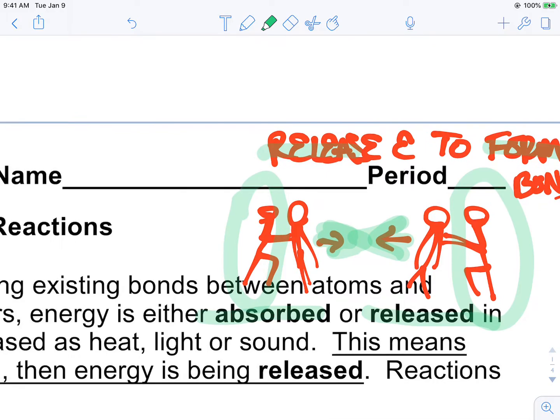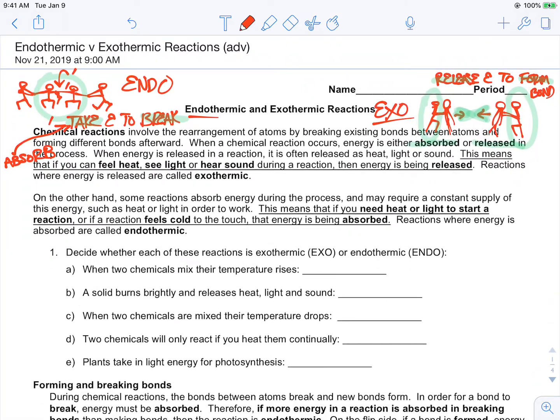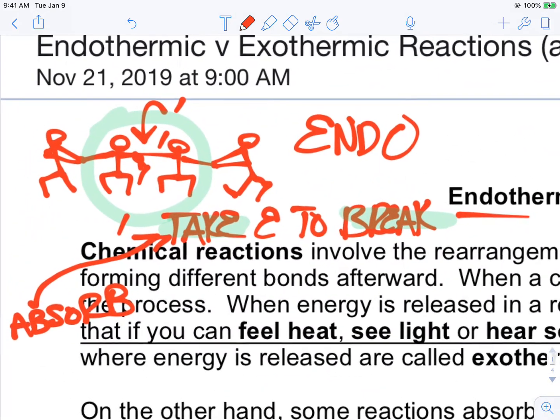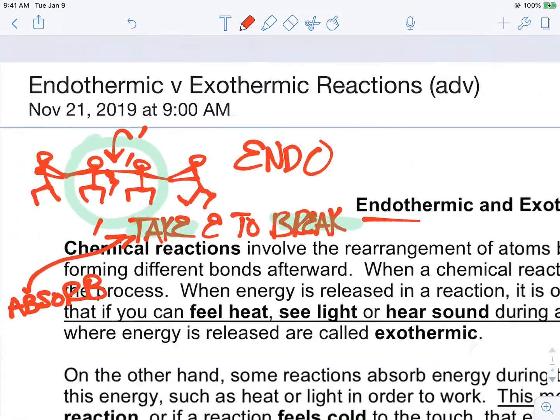And if we're releasing energy to form more bonds than break, so this is going to then be called an exothermic reaction. So the bottom line is, if you're releasing a bunch of energy through a reaction, that means you formed more bonds than you've broken, and that is an exothermic reaction. But on the other hand, if throughout the chemical reaction, if you have absorbed energy, that means that you have absorbed energy in order to break more bonds than form. And so that would then be called an endothermic reaction.